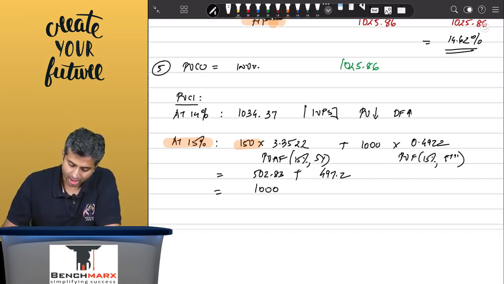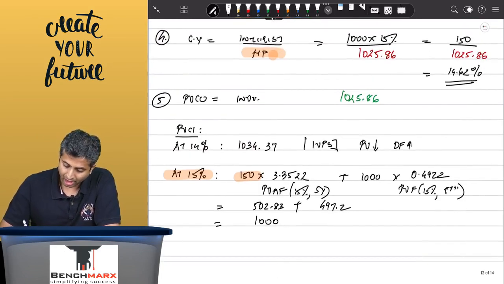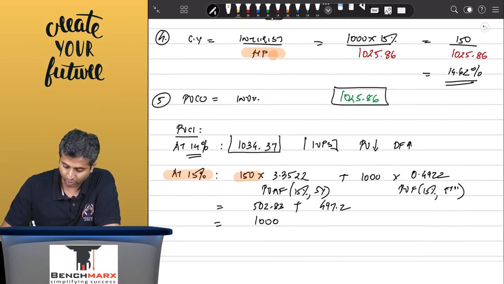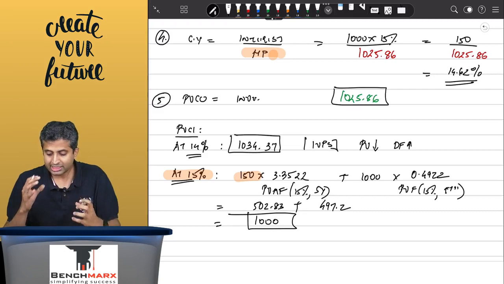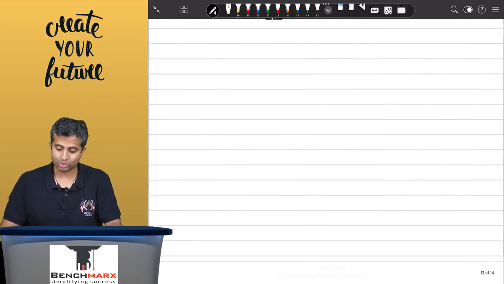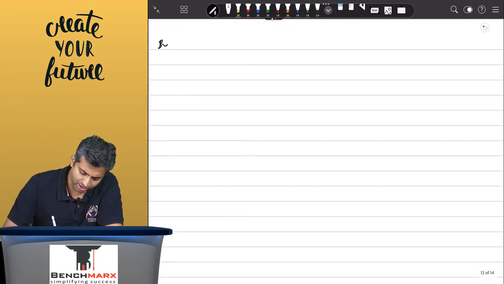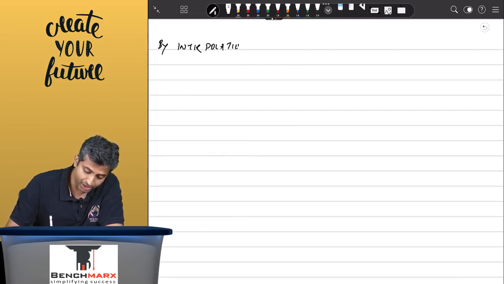So over here, do I need to do further calculations? No. My target is 1025. At 14%, it is 1034. At 15%, it is 1000, which means it is somewhere in the middle, and hence you will have to do interpolation over here. So this is by interpolation. By this stage, you should be comfortable with interpolation.